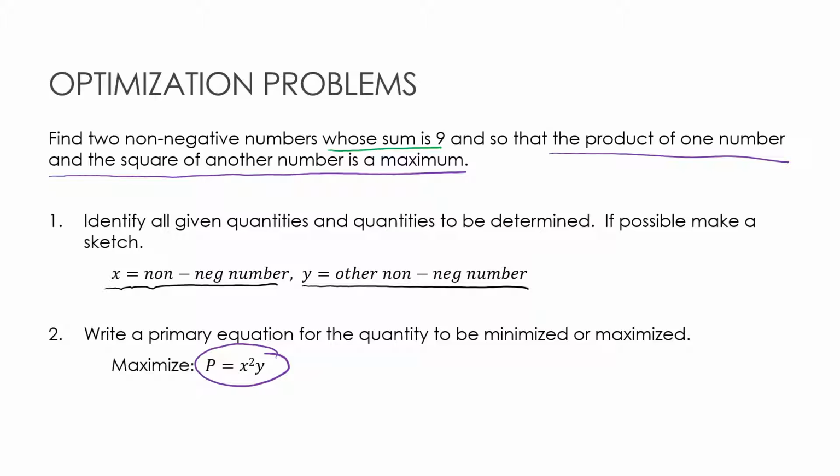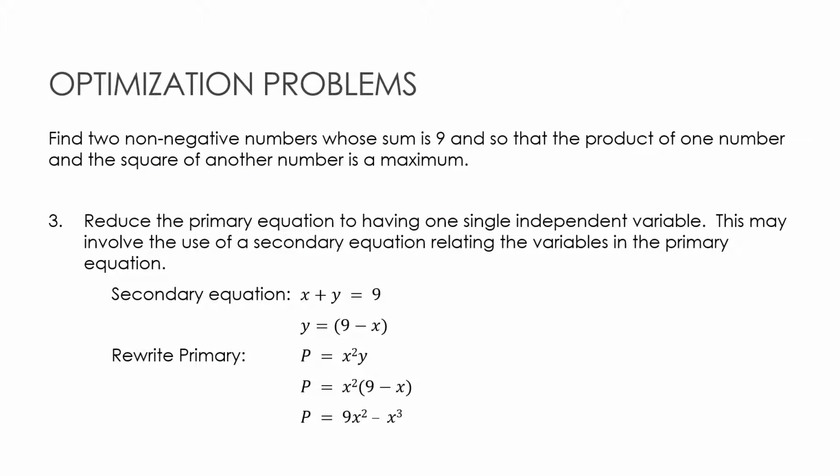So that's what we're going to call a secondary equation. That's going to help me get this down to just one variable. So again, reduce the primary equation to having a single independent variable, which might use a secondary equation. This is a great secondary equation: the sum of the two numbers, the first and the second, is 9. And then I just isolated y, and I could have isolated either one. Notice I isolated y on this one because I didn't want to have to FOIL a binomial x squared, so I just made it easy on myself.